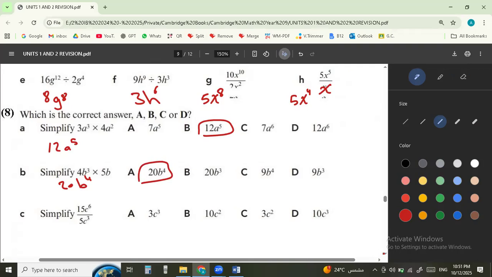15 divided by 5 is 3. C, 6 minus 3 to the power of 3. So 3c to the power of 3.